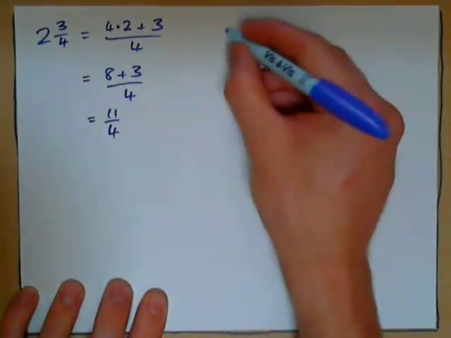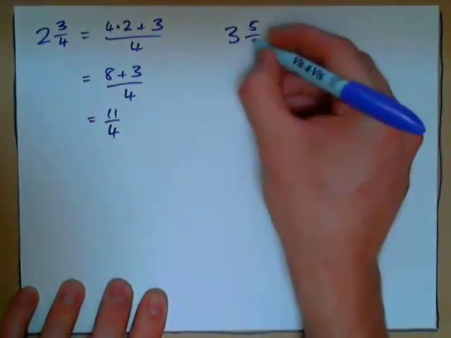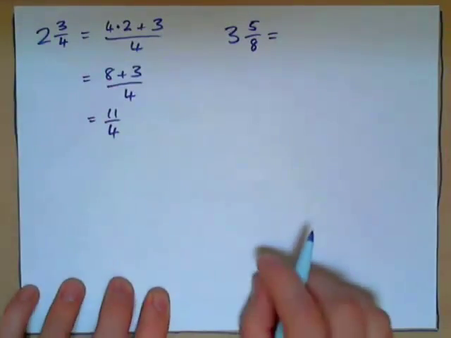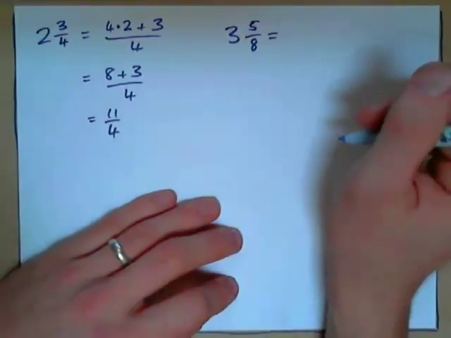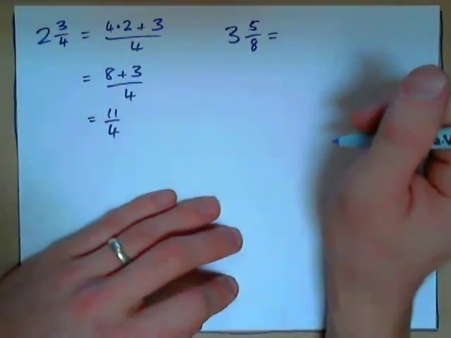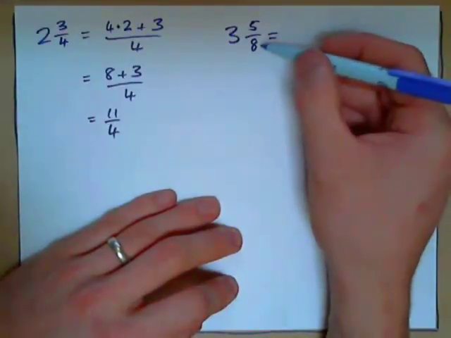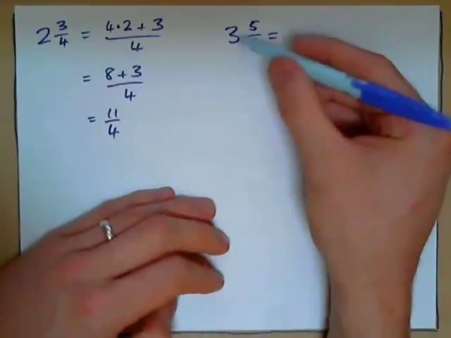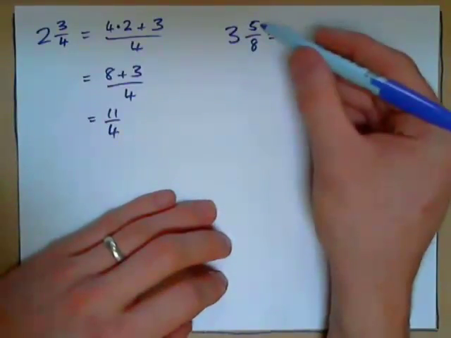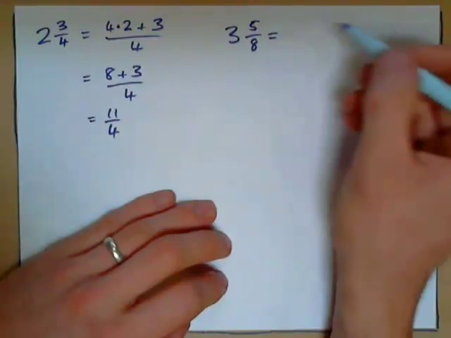So you try this one then. 3 5/8 of an inch. How many eighths of an inch is that? Well, there's 8 eighths in 1 inch. So 8 times 3 is 24. That's 24 eighths. Plus 5, that's 29 eighths, isn't it?